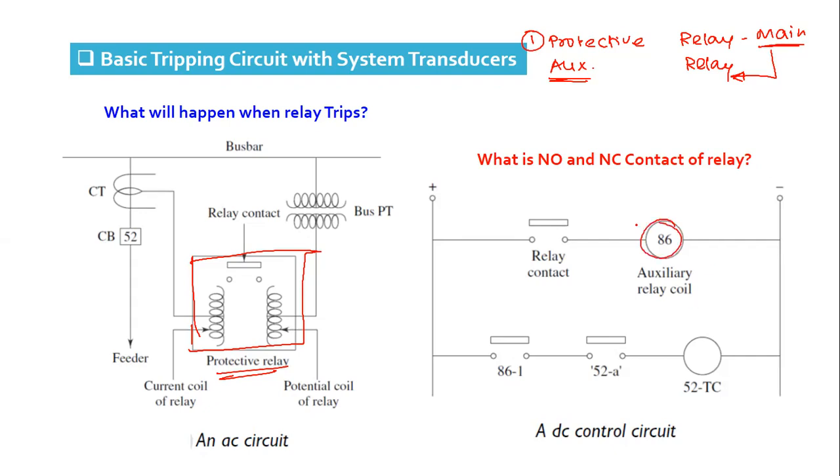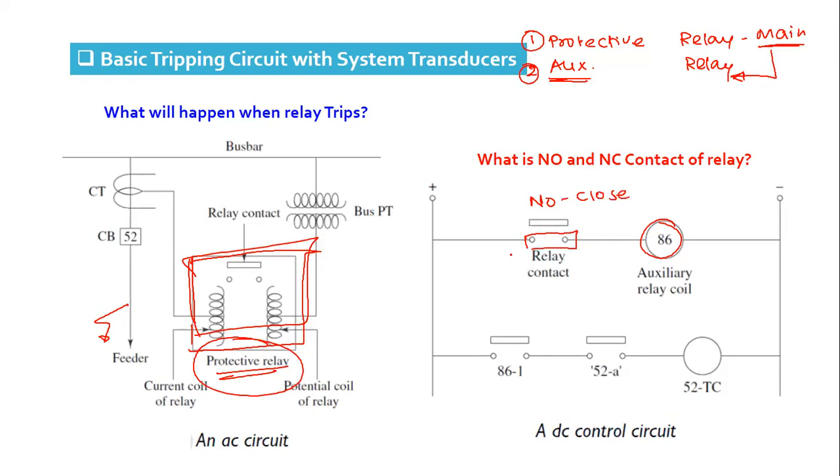So this is an auxiliary relay coil. Now here in this case, this is the main relay. When there is a fault on the feeder, the main relay operates, and the main relay contact changes status. What will happen when the relay trips? When the relay trips, the status of the relay contact changes. So here this is a normally open contact, and we know that in control circuits, all the control circuits are shown in their de-energized form. So when the main relay trips, the relay contact closes. The normally open contact will close.